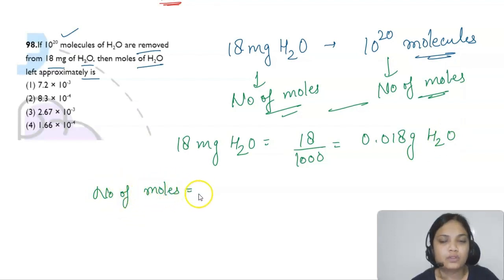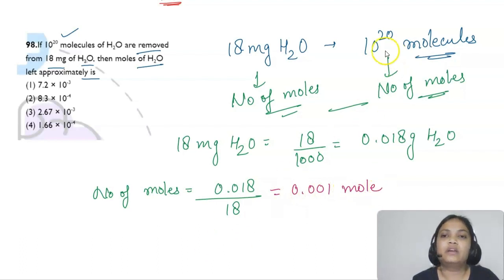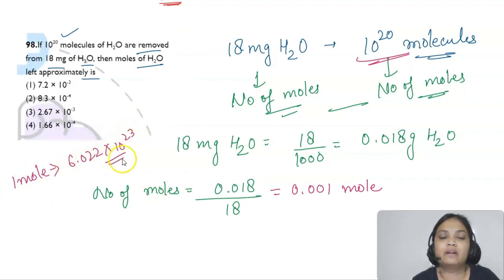So number of moles in this case is the given mass, which is your 0.018, divided by the molar mass, which is 18, right? So from here I can get the number of moles. So the number of moles will be 0.001 mole. Okay, now you know that 1 mole of any substance has how many particles? 6.022 into 10 to the power 23 particles, right?